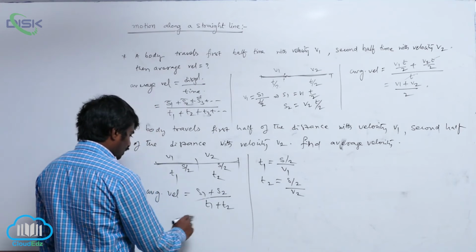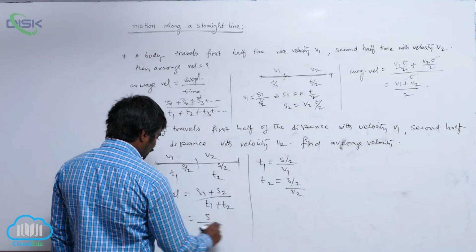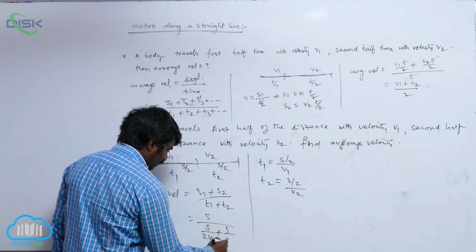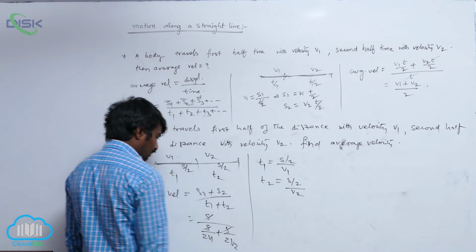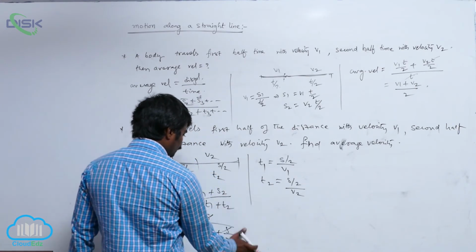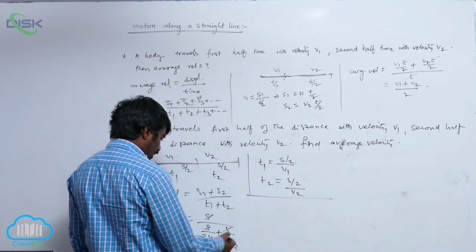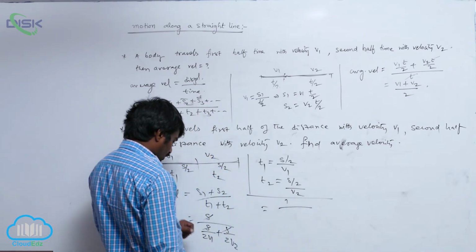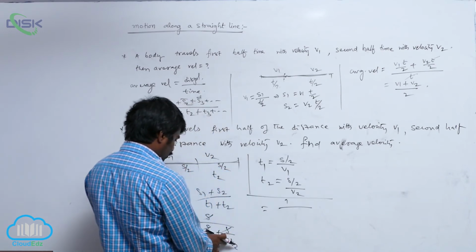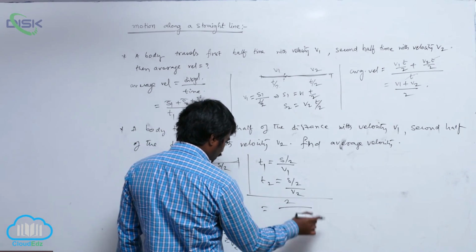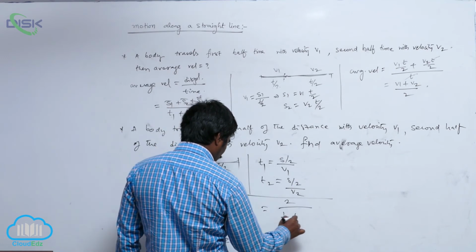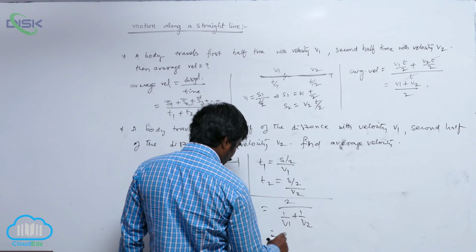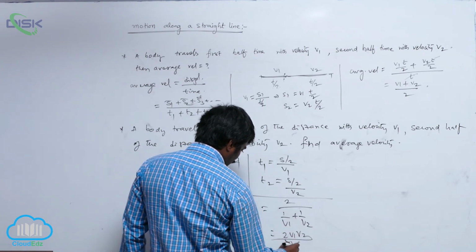So substitute: S by 2 plus S by 2 is S, divided by T1, which is S by 2v1, plus S by 2v2. So S cancels. What are you going to get? Taking 1 by 2 common, the denominator becomes 1 by v1 plus 1 by v2. What are you going to get? v2 plus v1 by v1 v2. So the answer is 2 v1 v2 by (v1 plus v2).